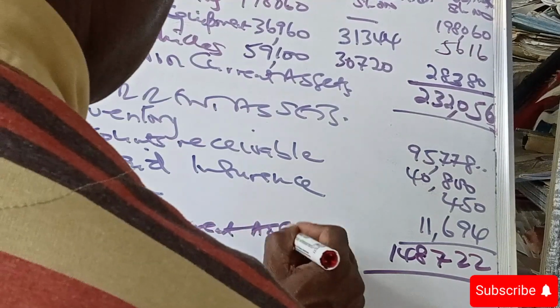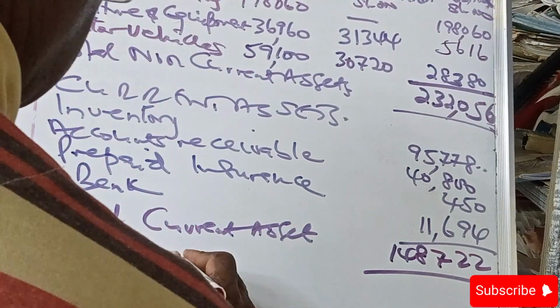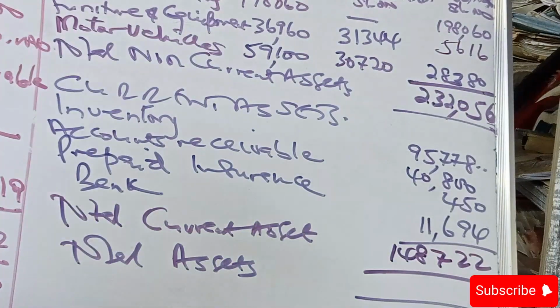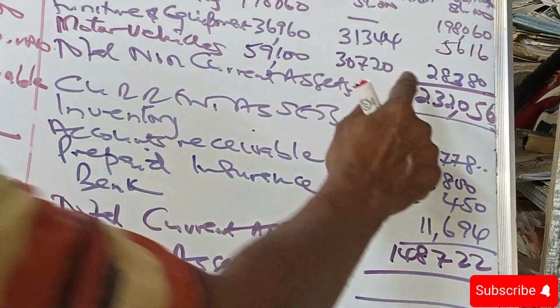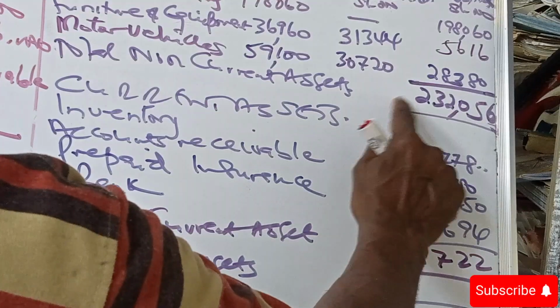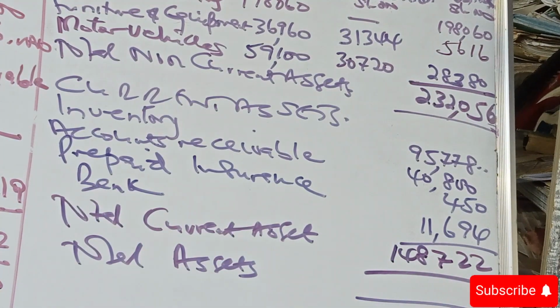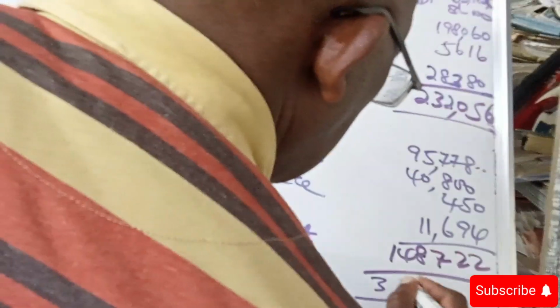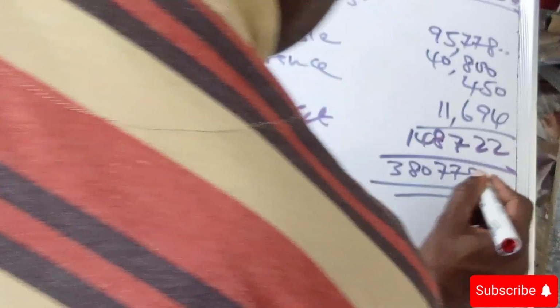You add total current assets to total non-current assets to get total assets. 232,056 plus 148,722, we get a figure of 380,778. Those are the assets.